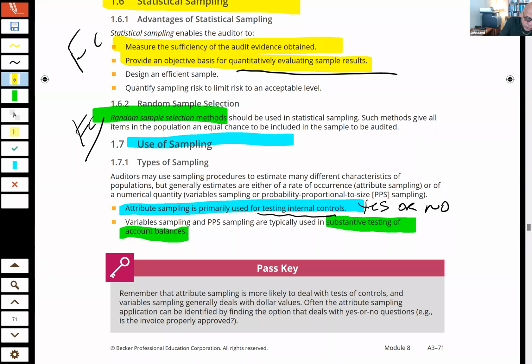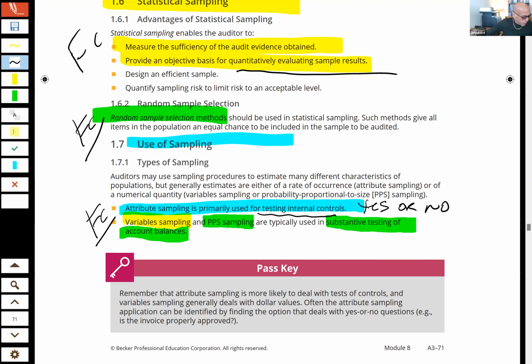We will use, and we're going to talk tonight about two different sampling methods, variable sampling versus PPS sampling, probability proportionate to size. These are the two most commonly used audit sampling techniques for our statistical sampling, for our substantive testing, I should say. So go ahead and flashcard the types of sampling that we're going to talk about: attribute sampling, variable sampling, PPS sampling. Attribute sampling is used for internal control. The other two are used for helping us with our substantive testing.